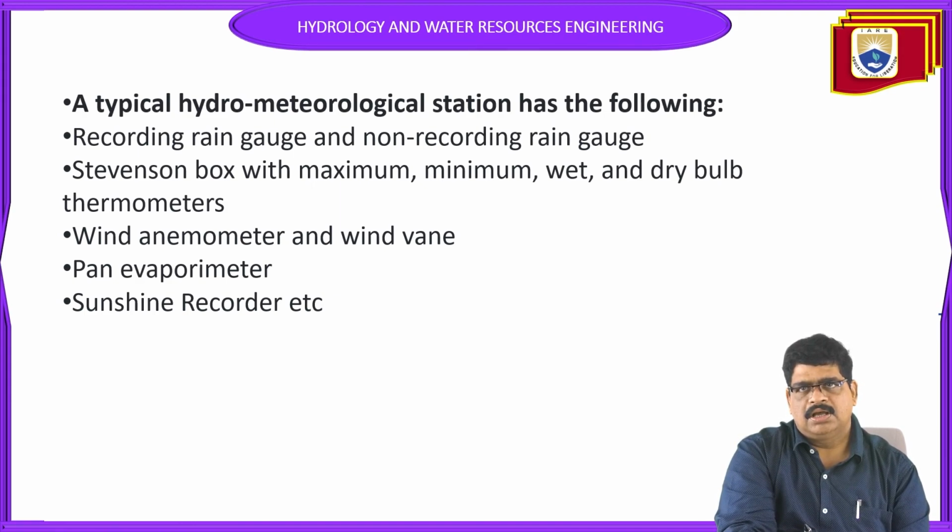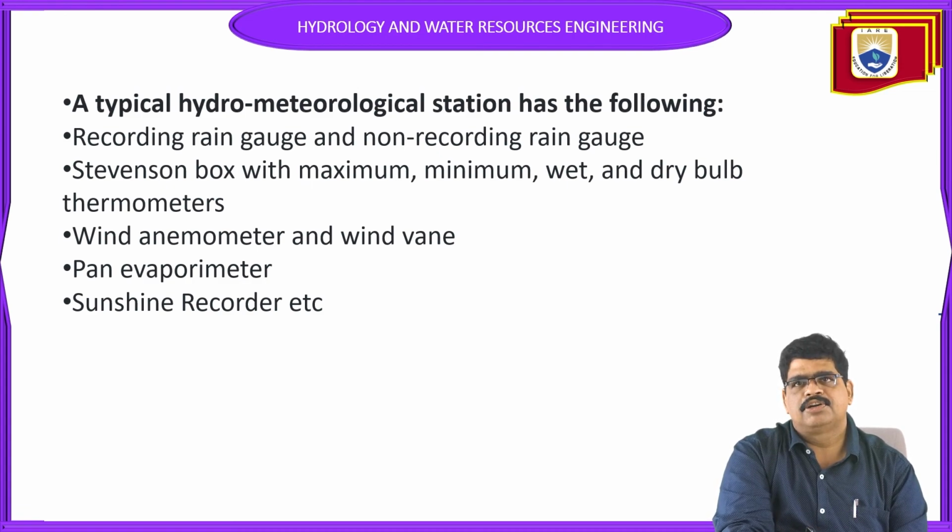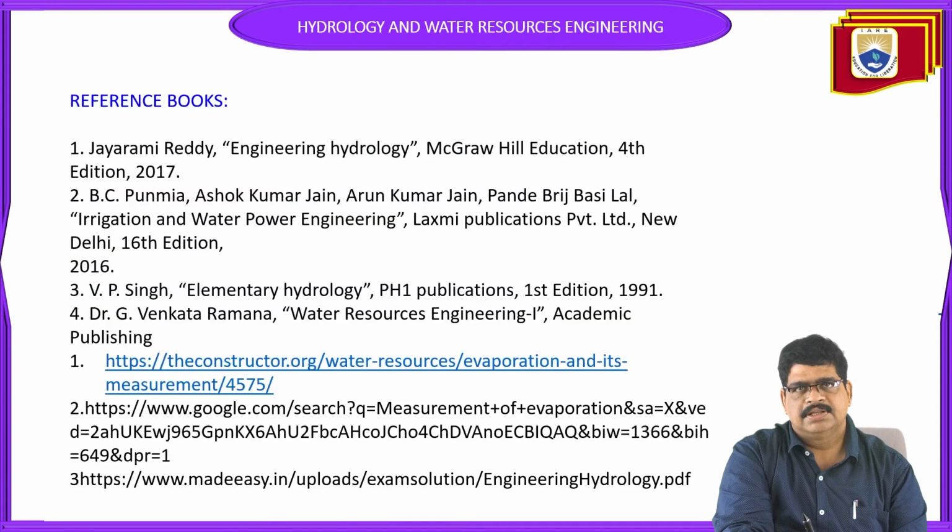A typical station has a recording rain gauge, wind atmometers, wind fan evapometers and sunshine evapometers. These are some of the gauges at hydrometeorology stations.